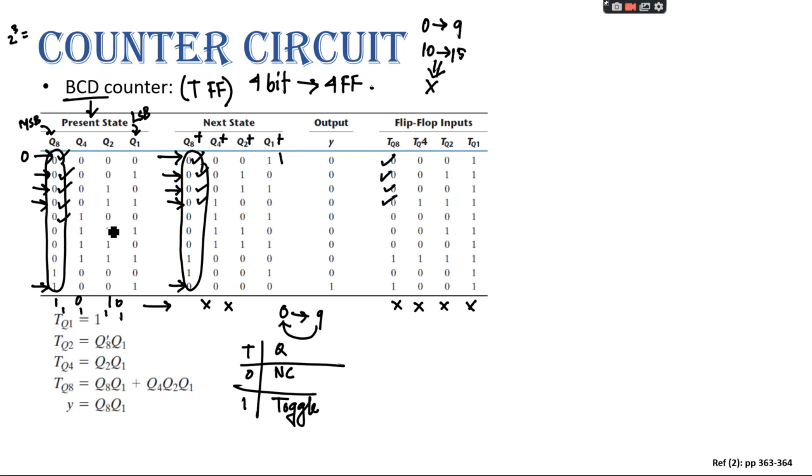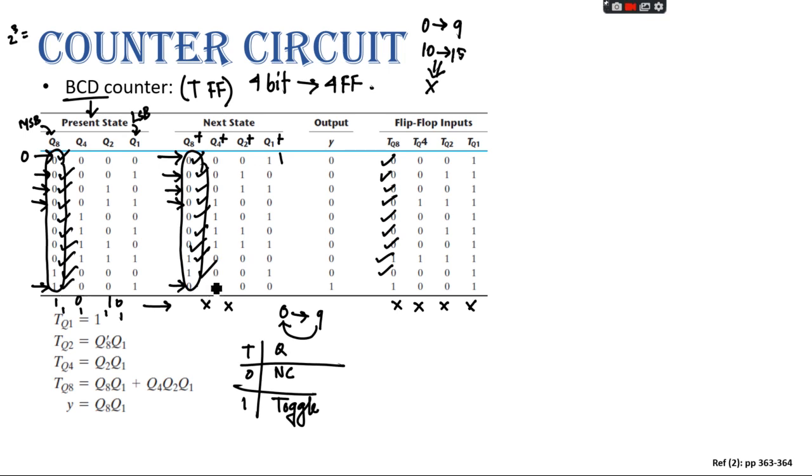0 0 means no change, so input should be 0. 0 0 again, no change, input is 0. 0 1, so state is changing, so it should be in toggle mode, so input should be 1. 1 1 means no change, so input should be 0.